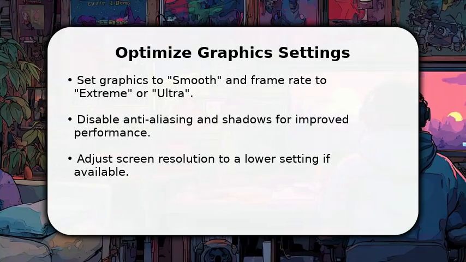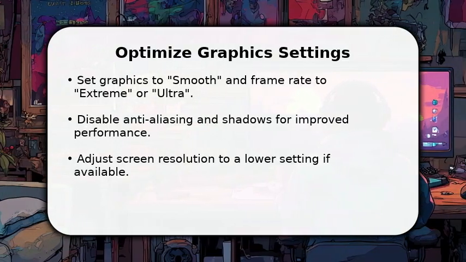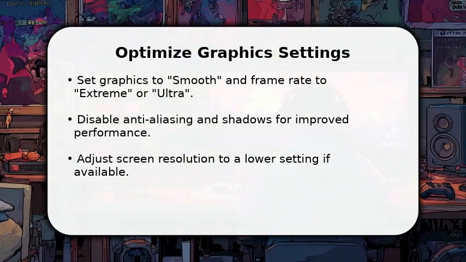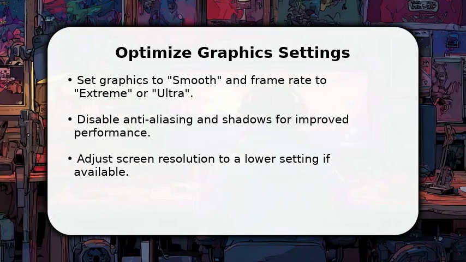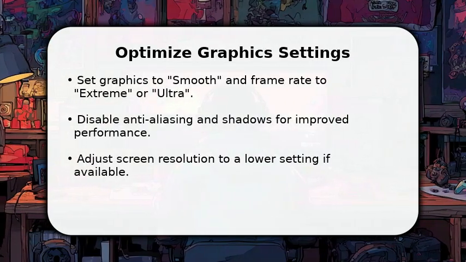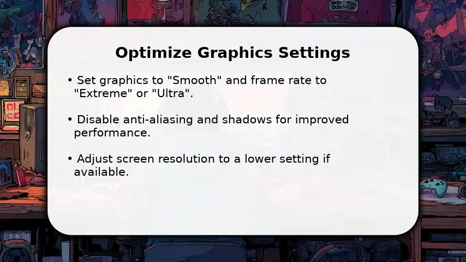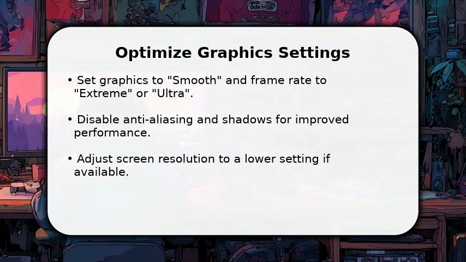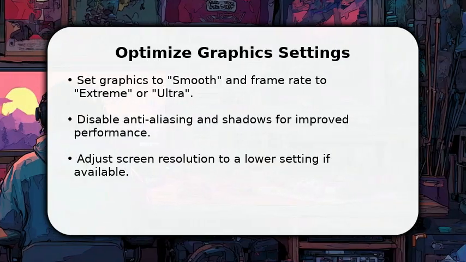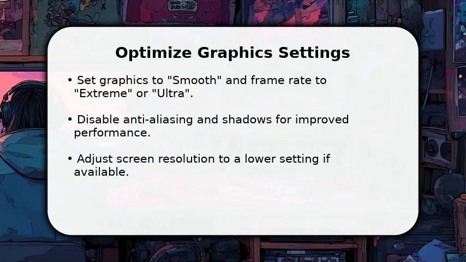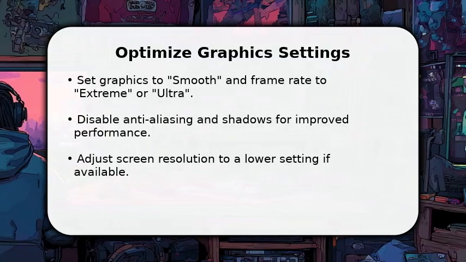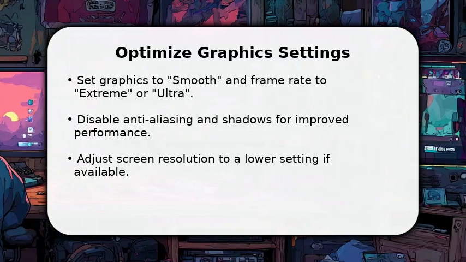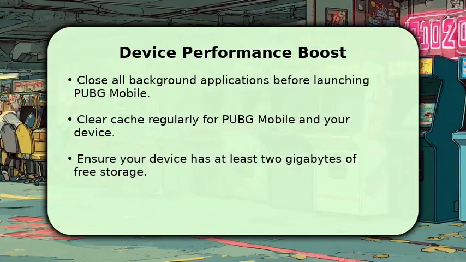First, navigate to your in-game graphics settings. Set your graphics to smooth and your frame rate to extreme or ultra for the best balance. Crucially, disable both anti-aliasing and shadows, as these consume significant processing power. If your device allows, consider lowering the screen resolution slightly to gain even more frames per second, ensuring a much smoother experience.